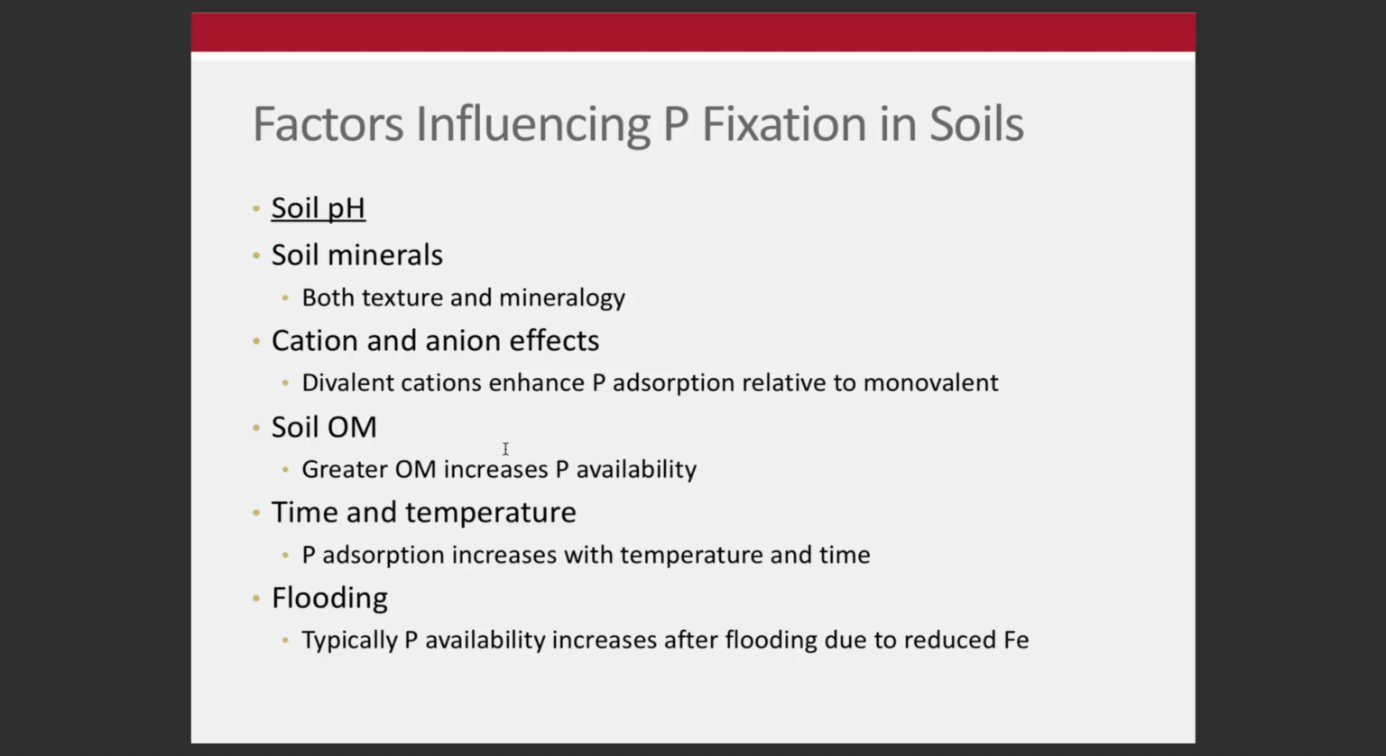Soil organic matter: greater organic matter increases P availability. So when we have more organic matter, we have greater phosphorus availability to plants, and that should come as no surprise, right? Temperature and time: P adsorption increases with temperature and time. And then flooding events cause redox reactions, and the soil becomes anoxic. Phosphorus availability typically will increase immediately after flooding because iron species are reduced and phosphorus, as a result, is more available. Okay.